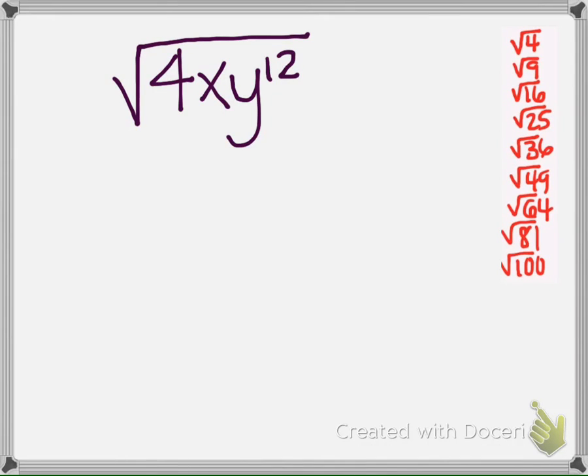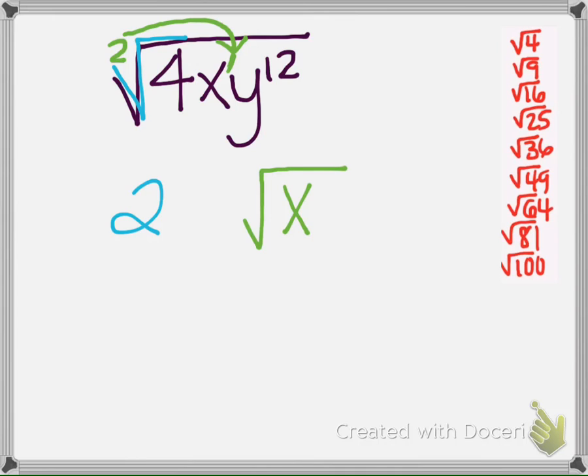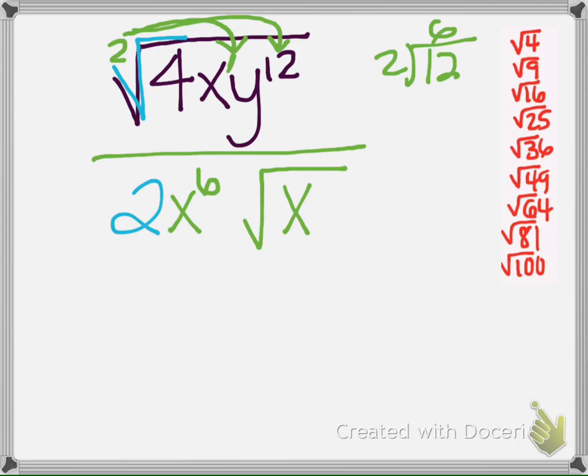Okay, we are asked to simplify the radical. So first of all, the square root of 4 is 2. Now for the variables. Since this is a square root, we know the index is a 2. So 2 cannot go into 1, so the x is going to stay inside the radical. But 2 goes into 12 6 times. And that is our final answer.